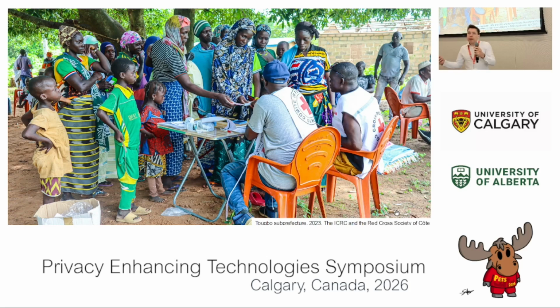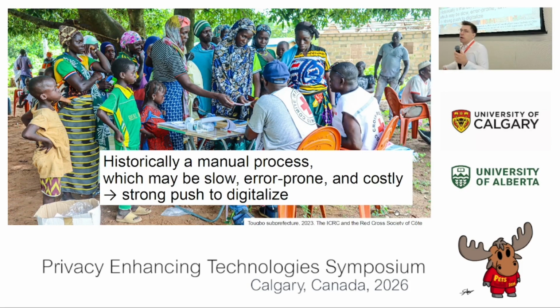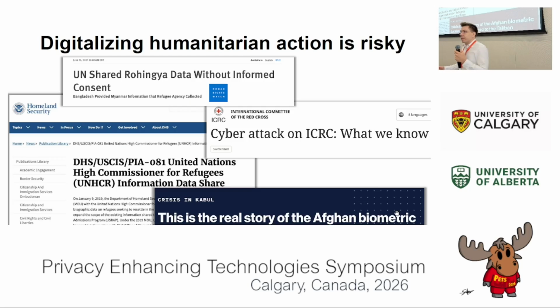So if you're not familiar, humanitarian aid distribution is a process where NGOs distribute physical aid, like cash, medicine, food, to recipients. Historically, this has been a very manual process, so that might be slow, error-prone, and costly, and there's been a strong push in recent years to digitalize this process. Now, as you can imagine, digitalizing humanitarian action is very risky. There's a lot of very sensitive data. It's a very unstable context.